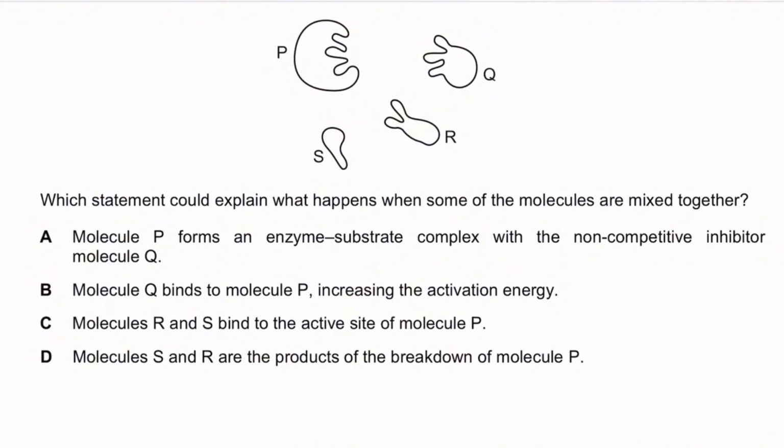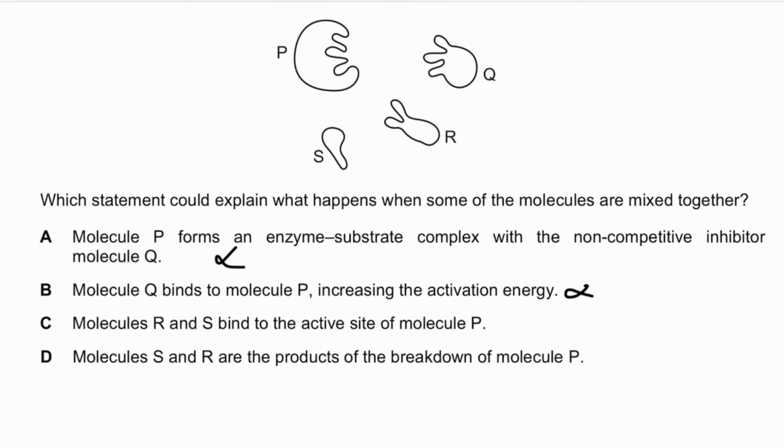Usually if you have a non-competitive inhibitor, it'll look like something that can bind to the other site, the allosteric site of the enzyme, not directly to the active site, because if it binds to the active site, then it's a competitive inhibitor. Molecule Q binds to molecule P, increasing the activation energy. Okay, if Q was the substrate and P is the enzyme, then I have to say that enzymes decrease activation energy, not increase it.